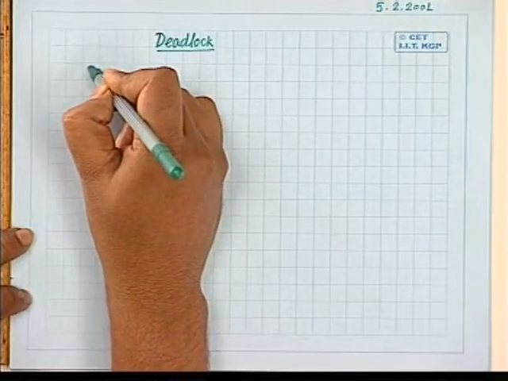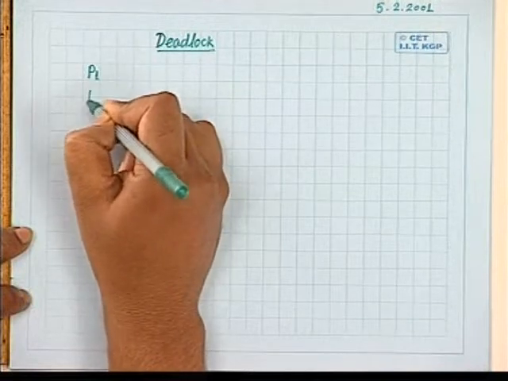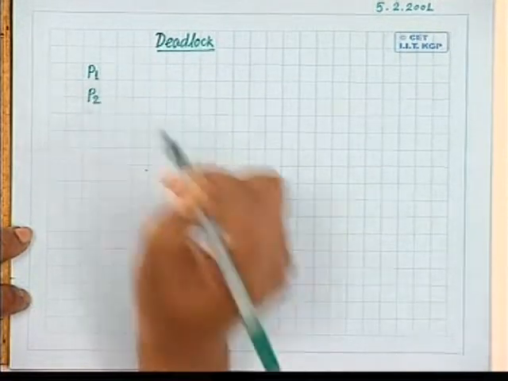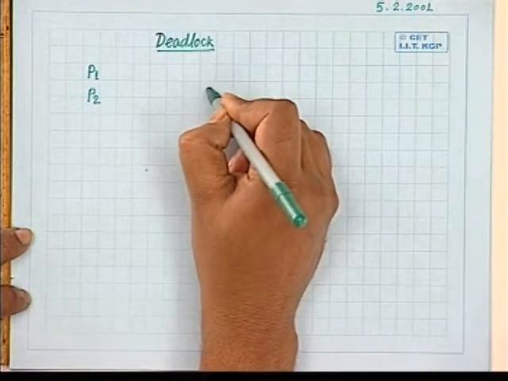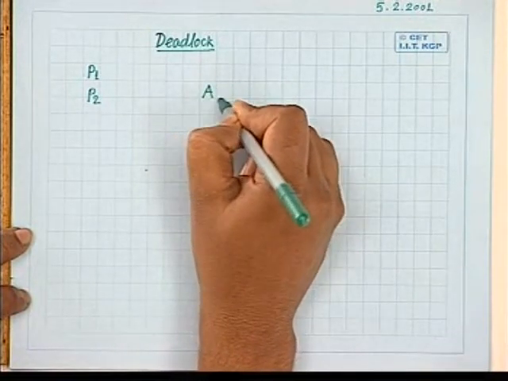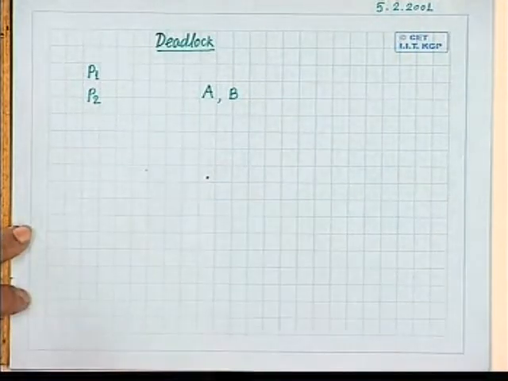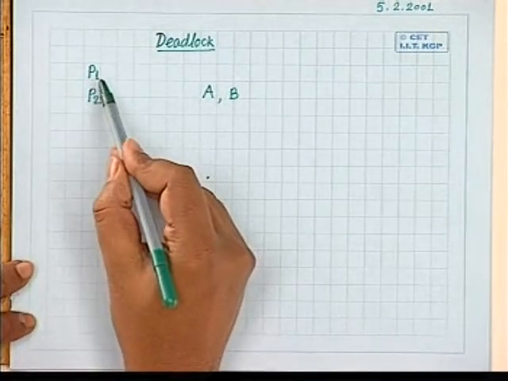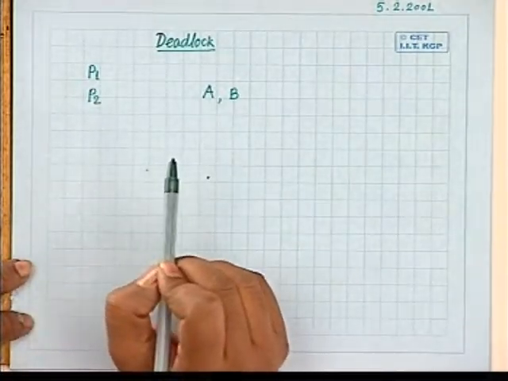Suppose we have got two processes in the system. We call these processes P1 and process P2. And in the system, we have two resources, the resource A and resource B. A simple situation like this. We have only two processes, P1 and P2, and we have only two resources, A and B, in the system.